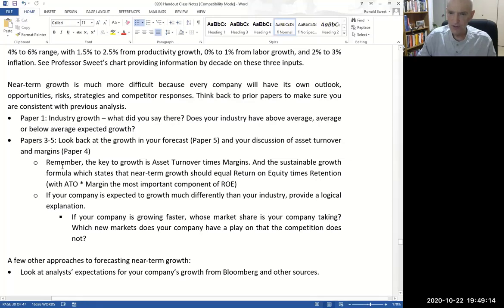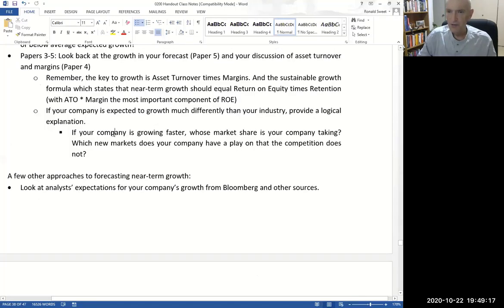There are a few other approaches. Do make sure, if in papers 1 and 2 you said your industry is growing slowly and you think your company is going to grow fast, you need to explain that. Because if your company is growing fast where the industry is growing slowly, your company is picking up market share. And it's really hard to pick up market share without causing another company to respond. If Family Dollar is picking up market share, that probably means Target and Walmart and Costco are losing market share. They're not going to just sit back and let Family Dollar take over.